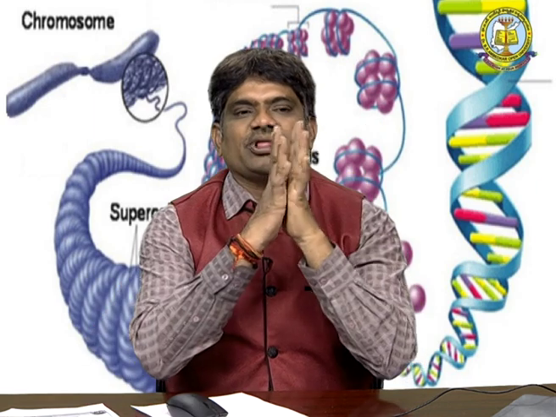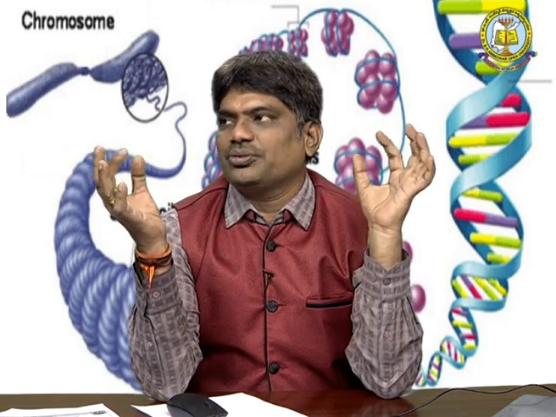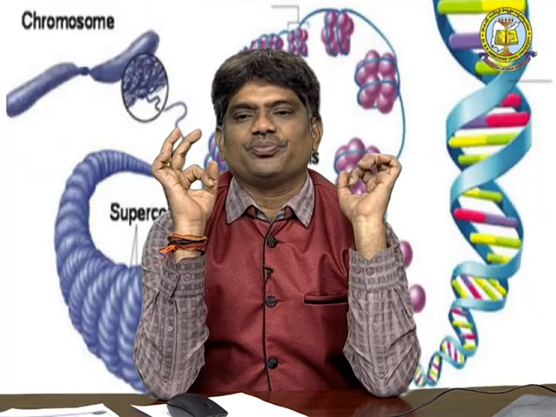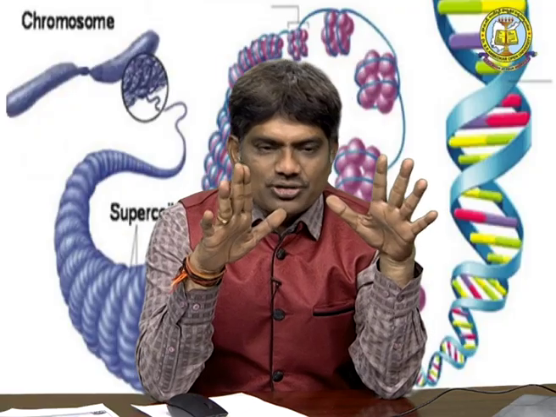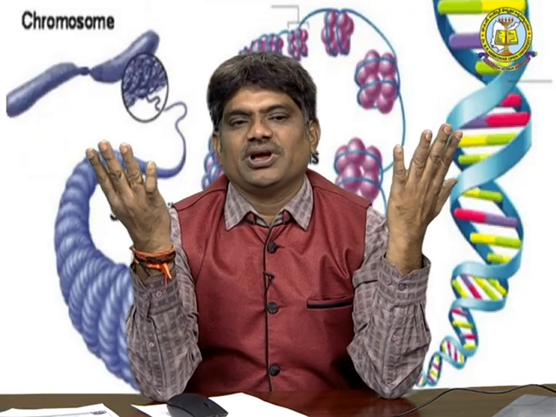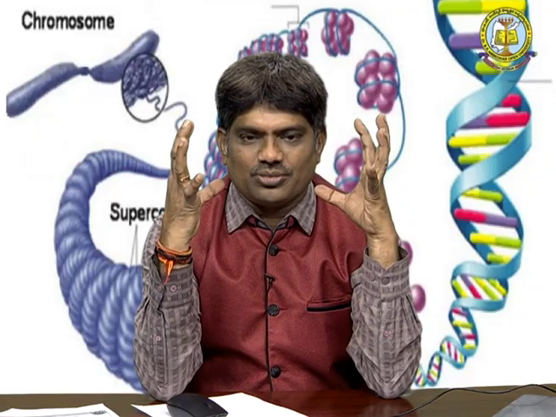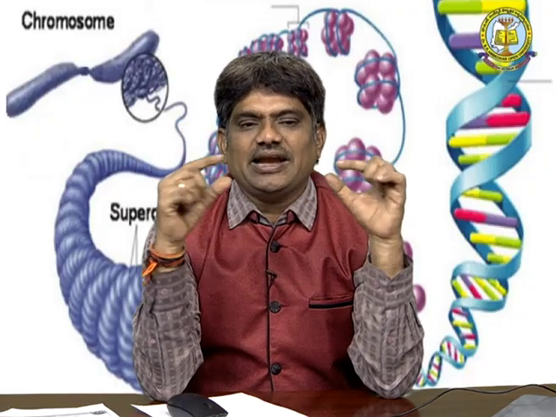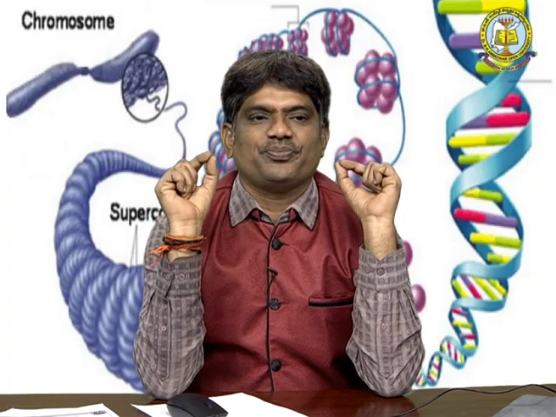You can see, based upon the size and variation, they are divided into three special types of chromosome: polytene chromosome, Lampbrush chromosome and B chromosome. The polytene chromosome is a very large, big-sized chromosome. It is present in the salivary glands, that's why it is named polytene chromosome.